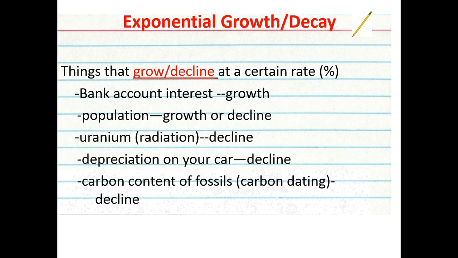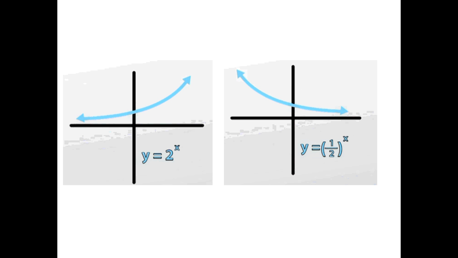So these are some good examples to have in your notes about what grows and what decays. Okay? Here's an example of what growth and decay graphs look like. You know, the general shape. We're always about the general shape. So here's the general shape of a growth graph. And notice growth starts out low and goes up high. And decay graphs start out high and go down low.